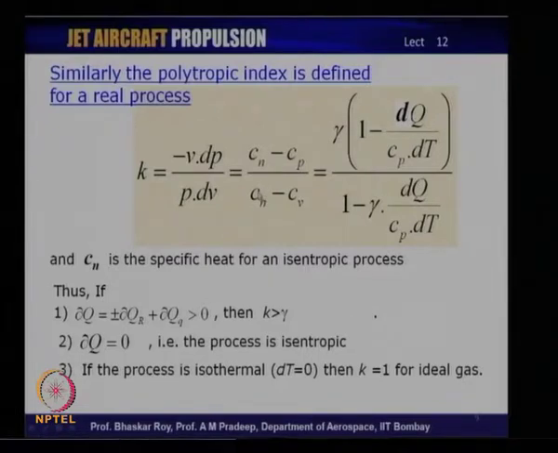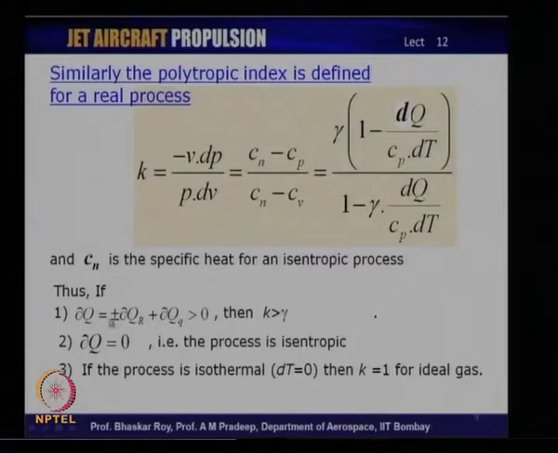And this can now be written down from the earlier equations as Cn minus Cp, where Cn is the specific heat for an isentropic process, Cp is that for a constant pressure process, divided by Cn minus Cv, and that would be equal to, from the earlier equations one can derive, gamma multiplied by 1 minus dq by Cp dT, and the whole thing divided by 1 minus gamma into dq by Cp dT. So, that is in a nutshell the fundamental definition or concept of polytropic index, similar to the isentropic index gamma, which is used in cycle analysis, especially in ideal cycle analysis.